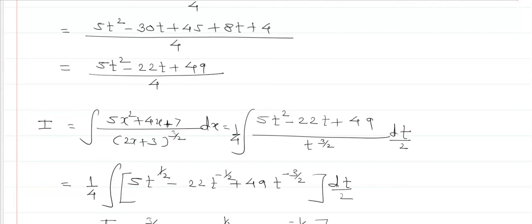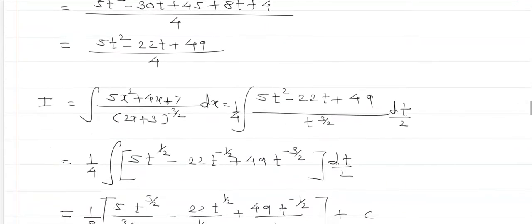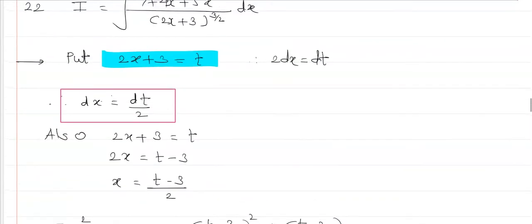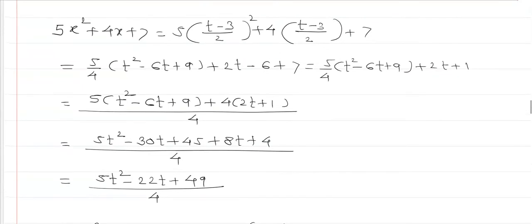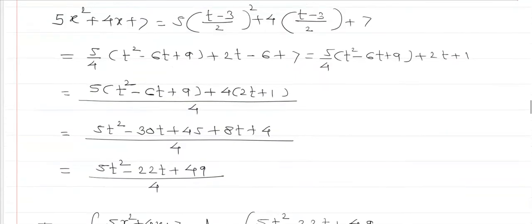Two x plus 1 bracket is to 3 by 2. And here is the value of it, 1 by 4. Now see this here. This is the value of 5x square plus 4x plus 7. Its value is 5t square minus 22t plus 49 upon 4. This is the value.